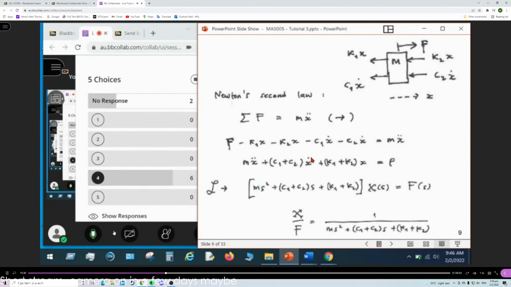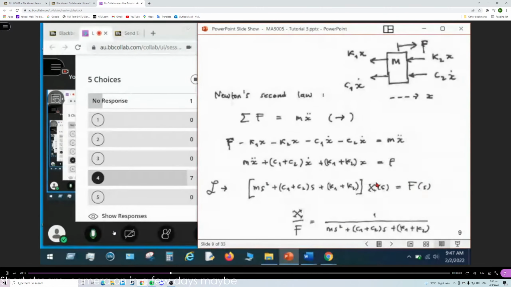The next one is x dot, the velocity. When you take the Laplace transform, you get s multiplied by X(s). But don't forget this c1 plus c2. Easily we make a careless mistake by missing out c1 plus c2, so don't do that. Similarly, for the displacement term, you only have X multiplied by the coefficient, which is k1 plus k2. So now we have this.